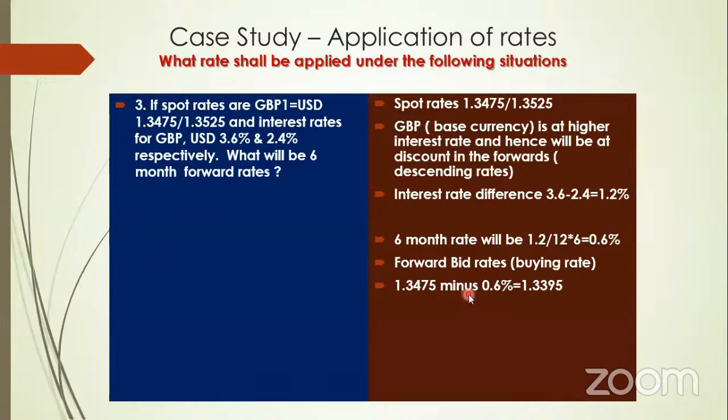So minus, how much percentage you will put? 0.6. How did you get 0.6? Yearly divided by 2. 6 months, minus. All of you put it. Minus 0.6 percentage. You will get 1.3394. Are you getting it or not?